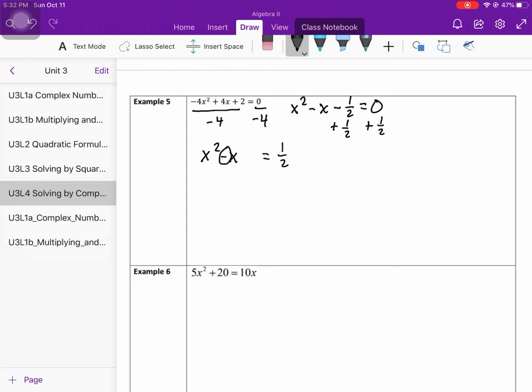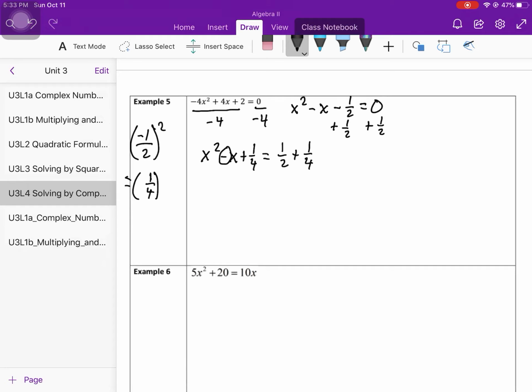So let's complete the square. This right here tells us that our b value is -1. So it's -1 divided by 2, squared. When you square a fraction, you just square the top and the bottom. So -1 squared is 1, but 2 squared is 4. So we get 1/4 is what we're adding to both sides.